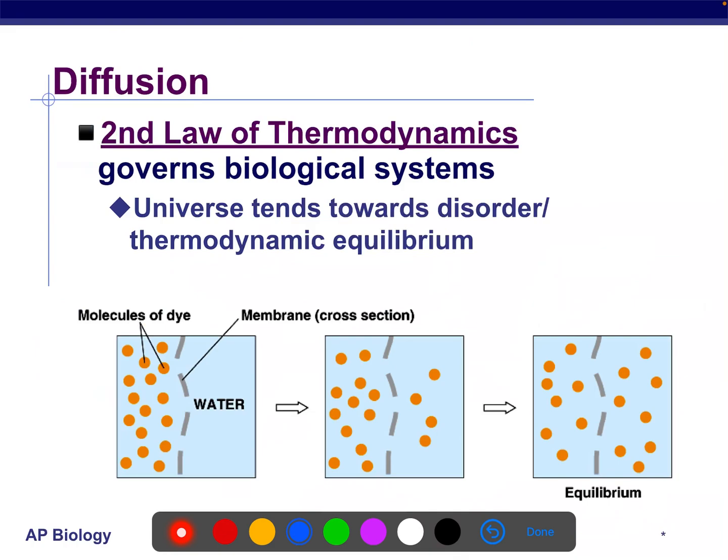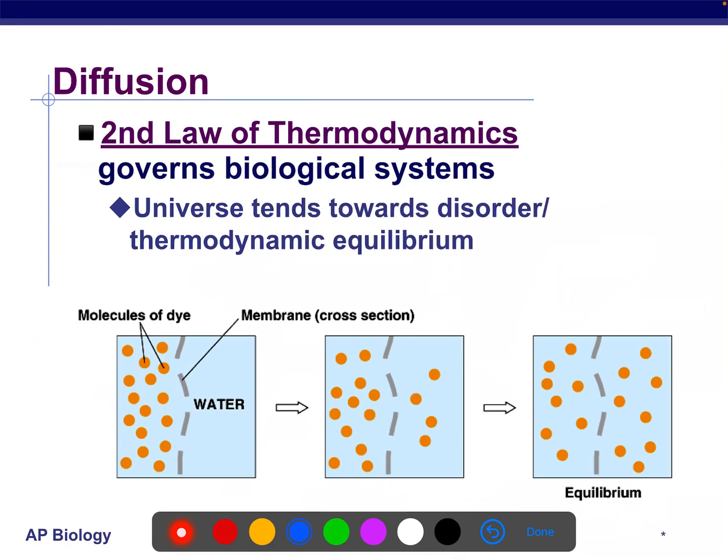Okay, and so when we talk about how things move in and out of the cell, how do molecules know when to move in and out of the cell, or how does a cell determine when this is necessary? A lot of this is going to be governed by the second law of thermodynamics. The second law of thermodynamics states that the universe tends towards thermodynamic equilibrium, meaning we want to be equal on both sides.